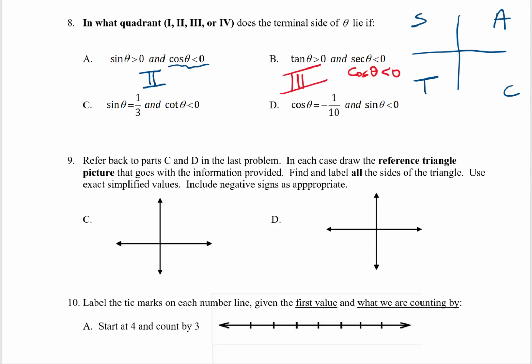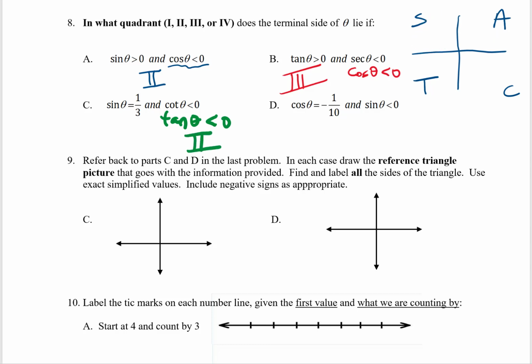Okay, the third one. Now we're given a value this time, but in terms of the quadrants, I really still just care about the positive or negative. So sine theta is positive 1/3. Again, sine is only positive in quadrants 1 and 2. Cotangent is negative. That means tangent theta would also be negative. Again, quadrant 1 is out, but tangent is negative in quadrant 2, so I must be over there.